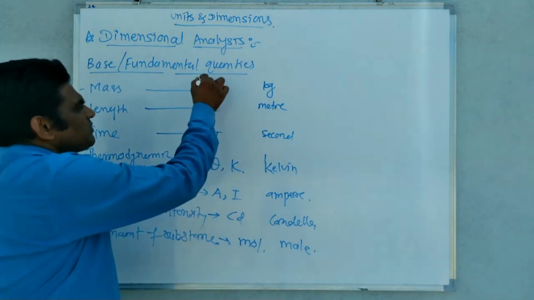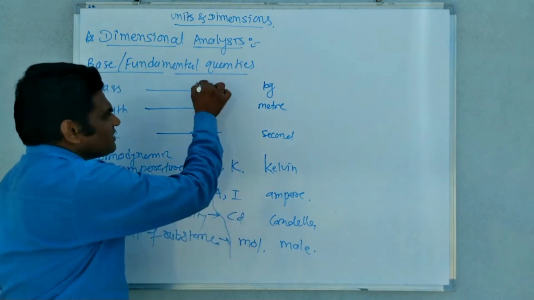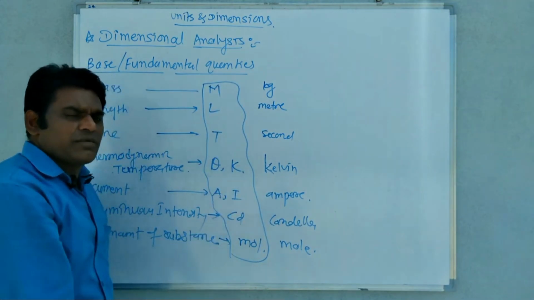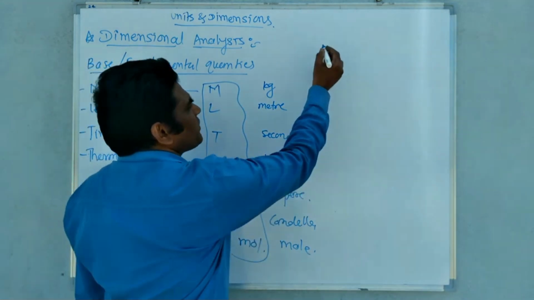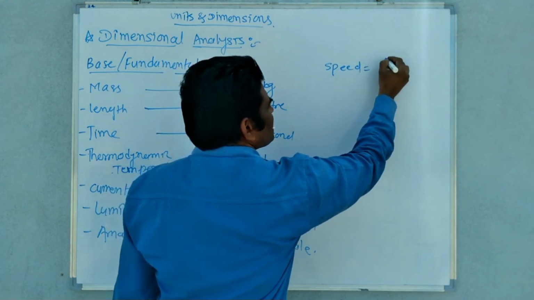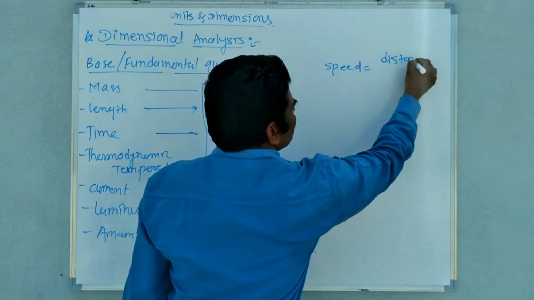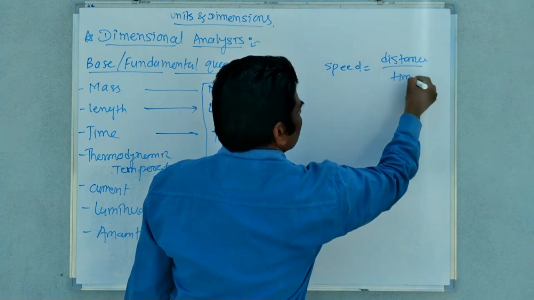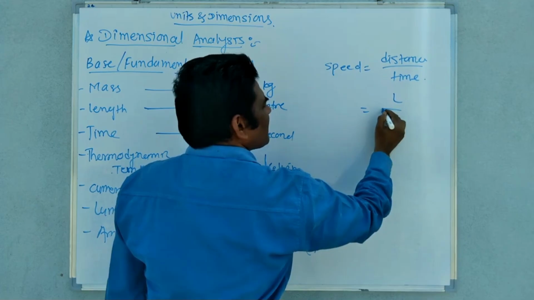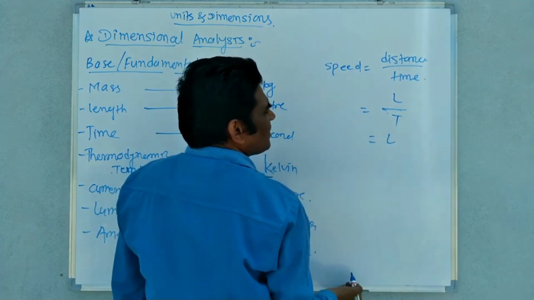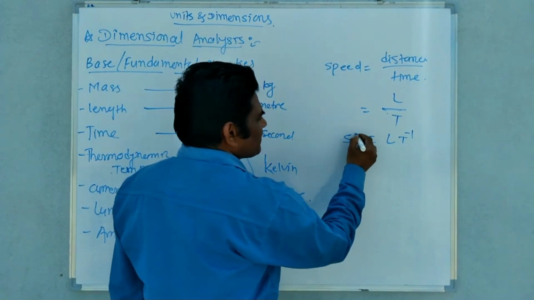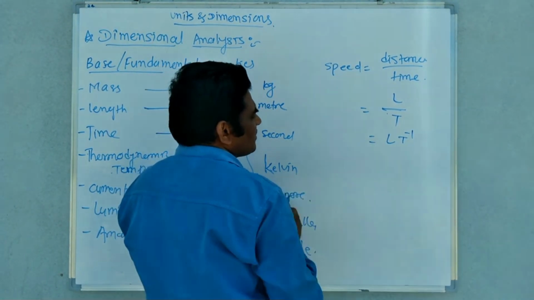So in symbolic format, to describe a physical quantity we normally use these fundamental base quantities. Suppose you want to express speed. Speed is distance upon time, yes or no? Distance means length, and T means time. So this is L, and this can be written as T to the power minus 1. We normally write speed as u, suppose.